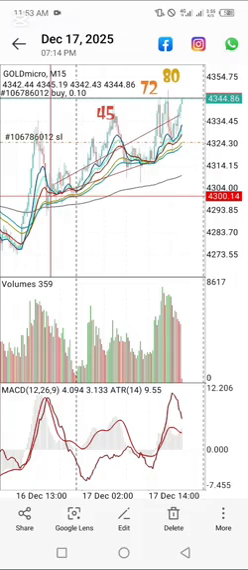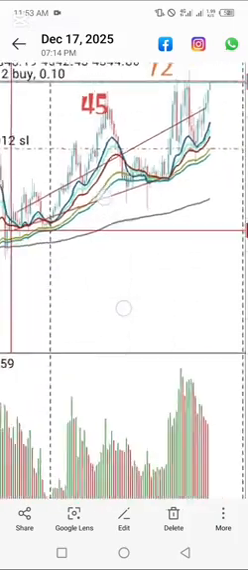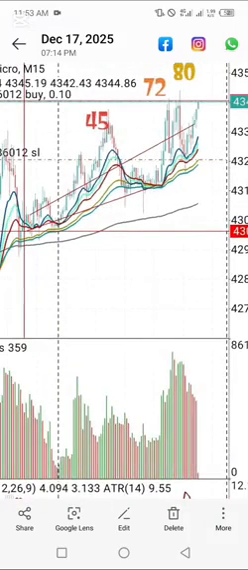So you have 45 having given this kind of pullback. 72 also gave this unique pullback, as you can see there. Then 80, I think 80 or 81, that level there also gave that pullback. Where you are seeing price now is the level 90, and it also gave a very, very deep pullback.